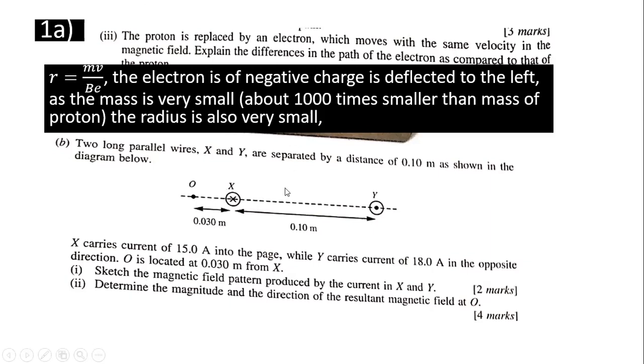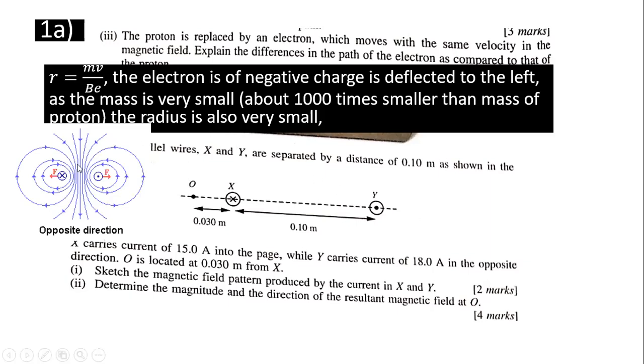So X is clockwise, Y is anti-clockwise. In the middle there, they add up. For this part, they oppose each other, so it becomes weaker. The two are not parallel to each other, so we don't expect them to reinforce. We won't expect them to be circular anymore. So that's how they look like. Stronger in the middle, weaker at the side. Anyway, it's memory work. Determine the magnitude and direction of the resultant field at O.